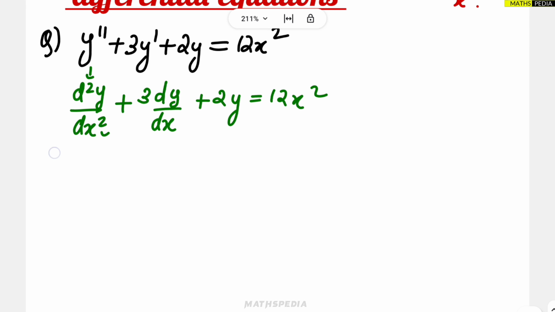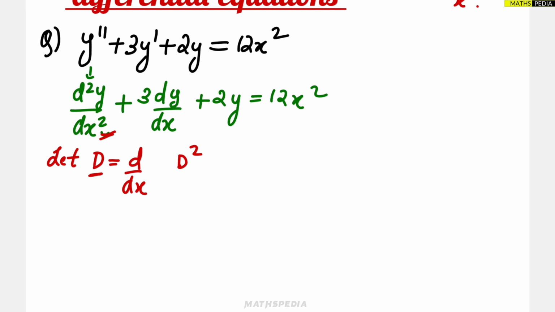plus 2 into y is equal to 12x square. We know that let D is equal to d by dx. This is capital D, that is nothing but differentiation of a particular function with respect to x. So wherever you see d by dx, just substitute it as D. So what will happen here? D square y plus 3 dy plus 2y is equal to 12x square.